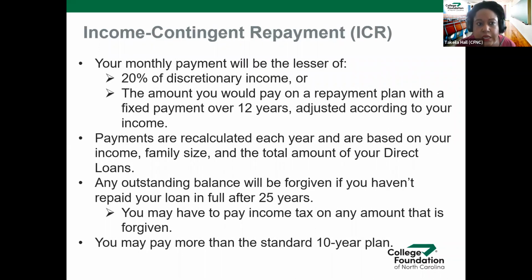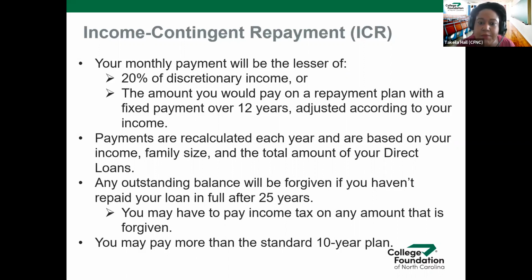We're also going to talk a little bit about income contingent repayment. This is referred to as ICR. For this one, your monthly payment will be the lesser of either 20% of your discretionary income or the amount you would pay on a repayment plan with a fixed payment over 12 years. This is going to be adjusted according to your income. Payments are recalculated each year and are based upon your income, so this is very similar to the other one. Your family size, and the total amount of your direct loan.